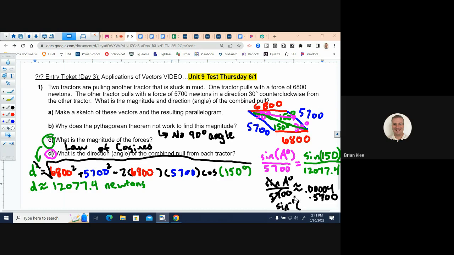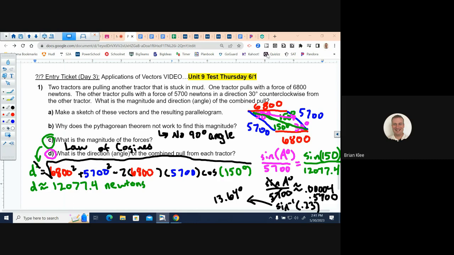That tells me it's a really small decimal. And if I multiply that by 5,700, I get 0.23-ish. If I sine inverse that, we get about 13.64 degrees.